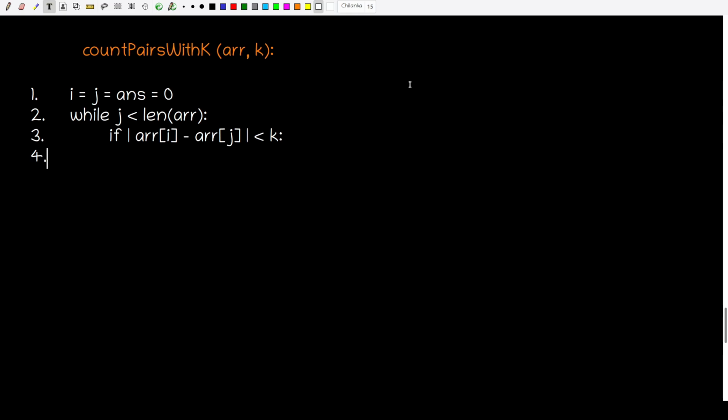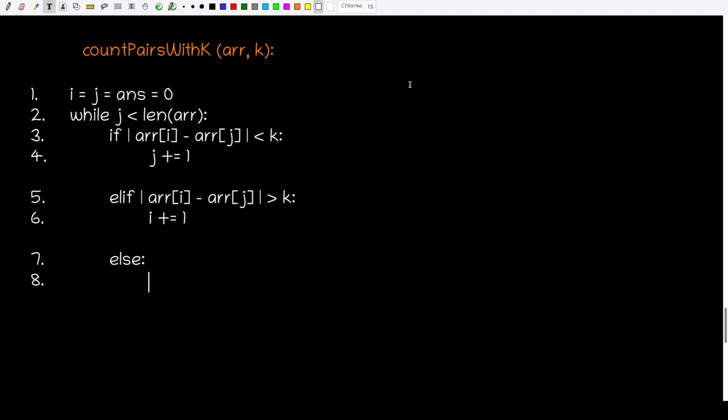In such case, we just have to increase our j by 1. Else, if the absolute difference between ith and jth element is greater than k, then in such case, we have to increase the value of i by 1. Otherwise, we have to count the number of pairs. So let us count the number of pairs.